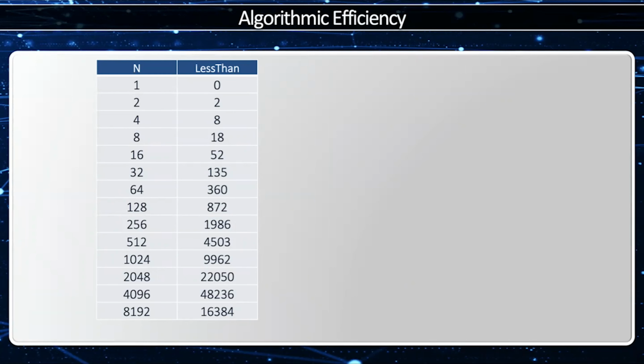So how many times does less than get called? Well, it's going to get called n log n times. Let's take a look at 1024. So n would be 1024, and log n would be 10. So 10 times 1024 is approximately 10,000. And look, it was 9,962 times. Let's look at 2048. n is 2048. Log n is 11 because log of 2048 is 11. So 11 times 2048 is approximately 22,000. And this is true for all the numbers.